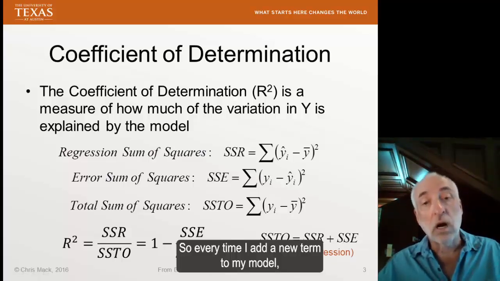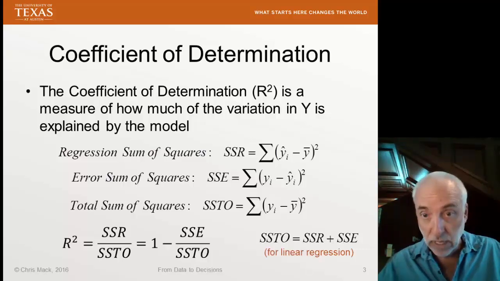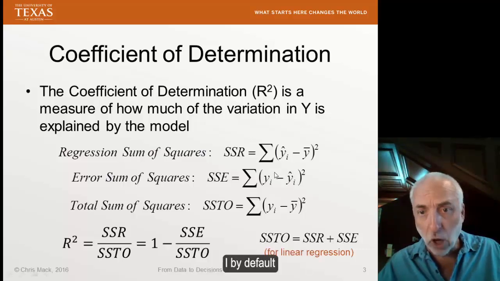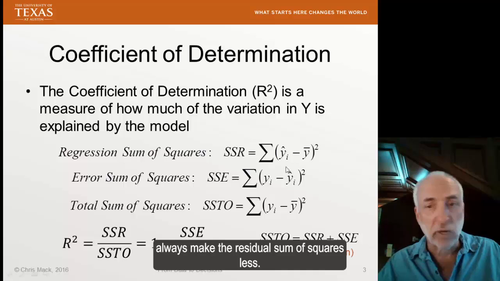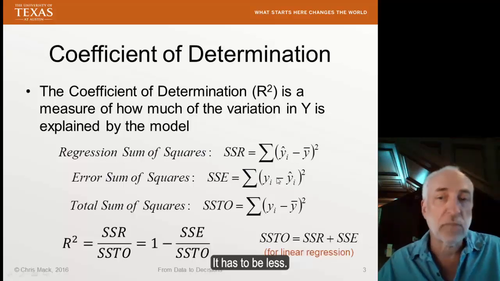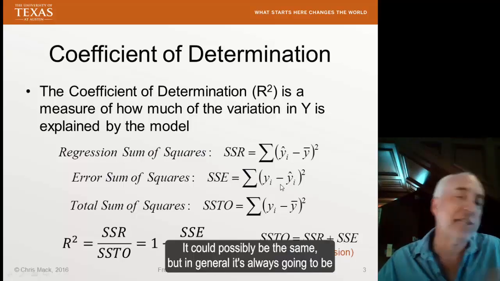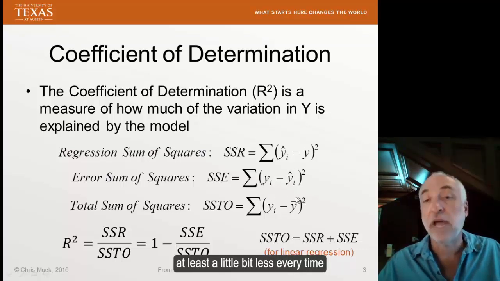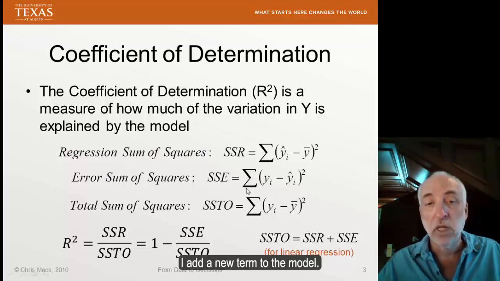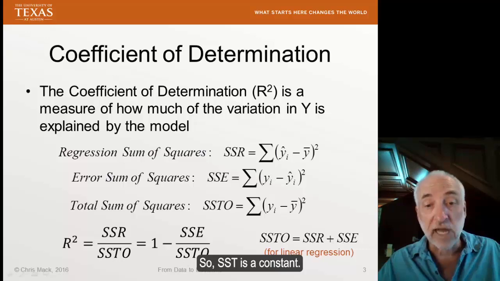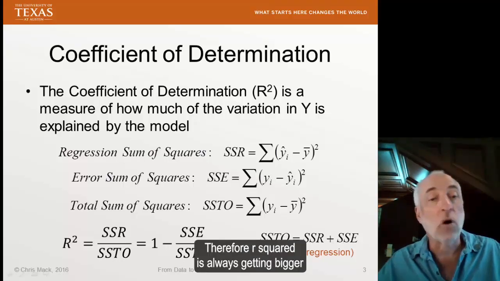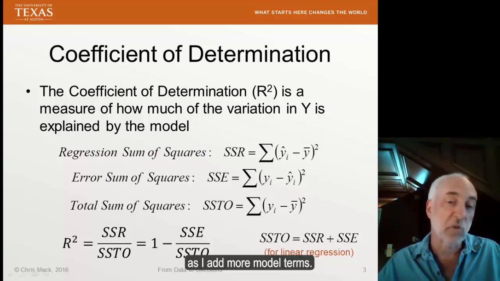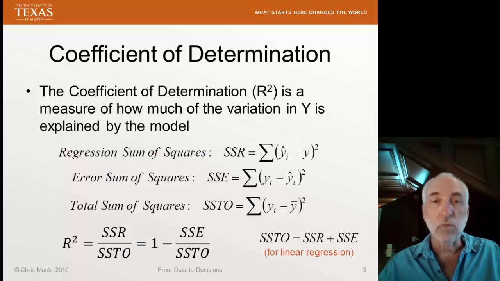So every time I add a new term to my model, I by default always make the residual sum of squares less. It has to be less. It could possibly be the same, but in general, it's always going to be at least a little bit less every time I add a new term to the model. So SSTO is a constant, therefore R² is always getting bigger as I add more model terms.